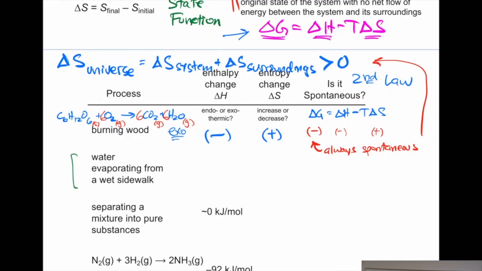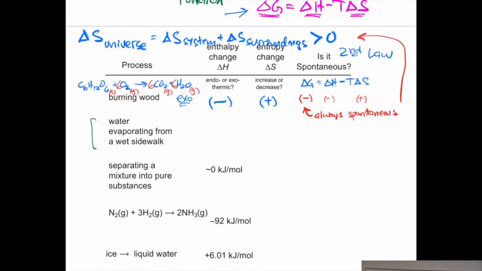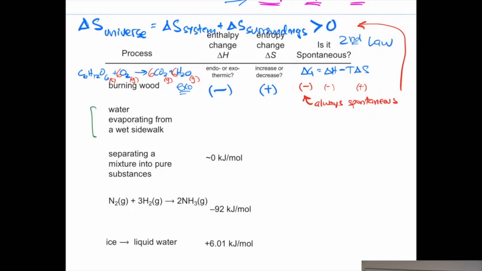And entropy, all right, is more dispersion, more disorder, the dispersion of energy, really. But people like to think of it as just chaos and randomness. That's fine. That works, okay? So, water evaporating from a wet sidewalk. Let's think about the enthalpy, the heat. When water evaporates from a sidewalk, is that endothermic or exothermic? And why? Are we all agreed that it's endothermic?